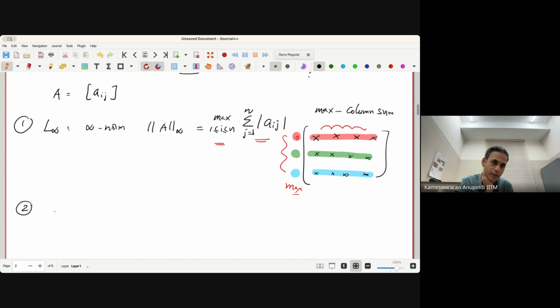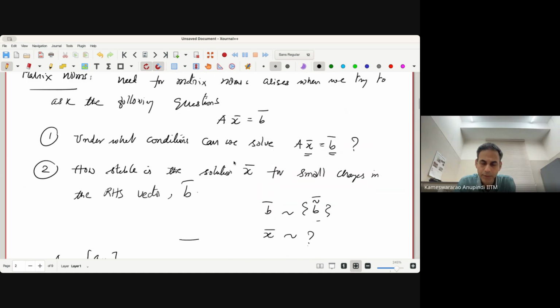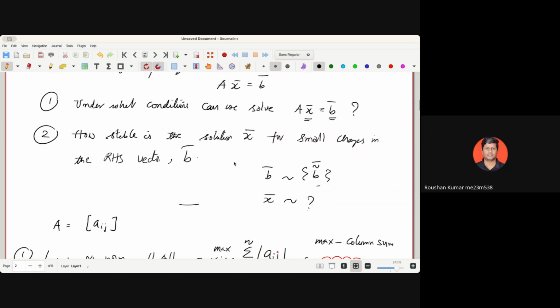I have a question over here. You told us that how efficient the solution is will be checked by perturbing the value of B, and then seeing how my X is varying, whether it varies a large amount or not. Is that right, sir?